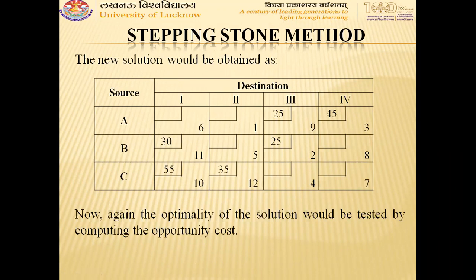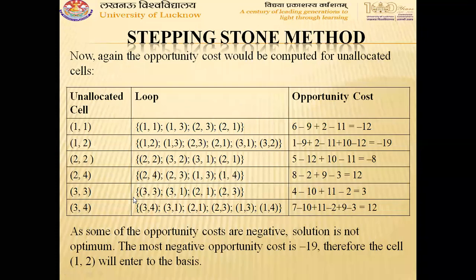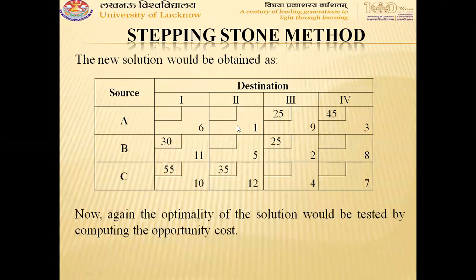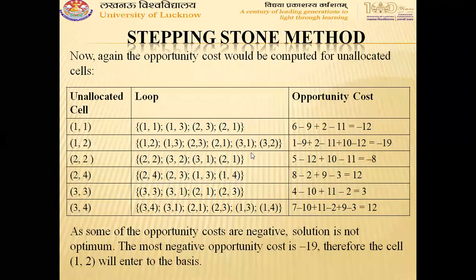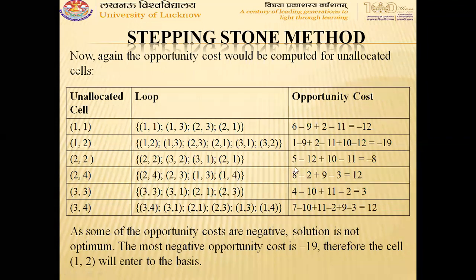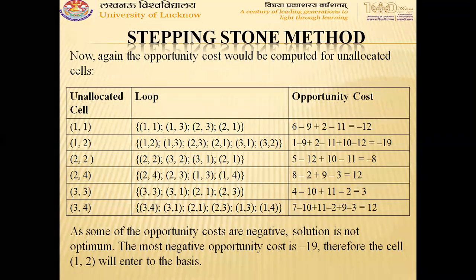the stepping stone method. Now again we check the optimality by using opportunity cost. Now the allocated cells are 1 1, 1 2, 2 1, 2 4, 3 3, and 3 4. For each unallocated cell, loops are constructed. Then opportunity costs are calculated in same manner as previous. Here we can see some of the opportunity costs are positive and some are negative. So again we say that our solution is not optimal.